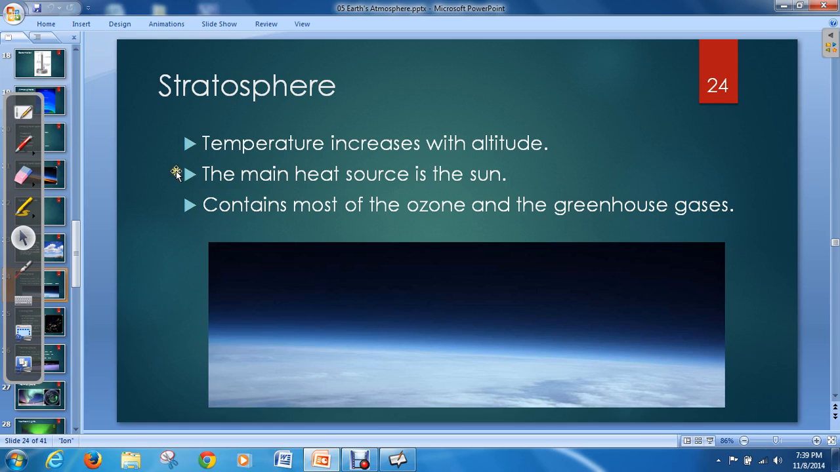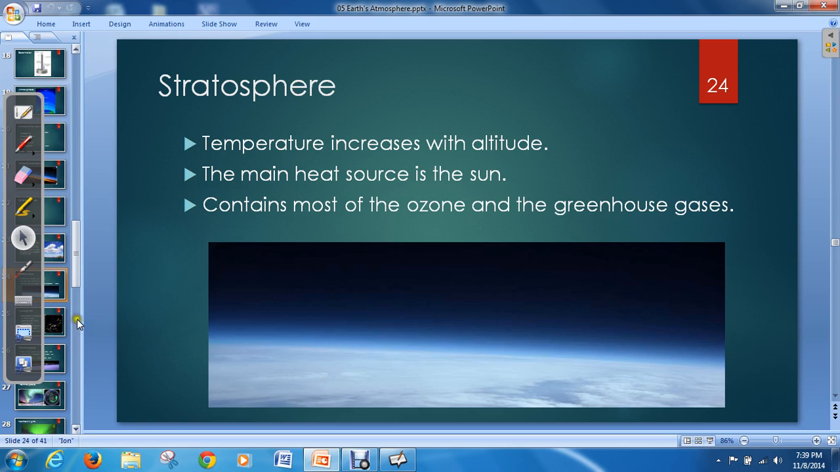Part of that has to do with its main heat source being the sun, but more of it has to do with the ozone and the greenhouse gases, and we'll get into that later on in the chapter. But just realize the stratosphere is a little bit different because of this temperature increasing with altitude. And if you think of the stratosphere, it's above the cloud line. If you've ever flown in an airplane, you're usually flying in the upper troposphere, maybe even the lower stratosphere. So usually above the cloud line is the stratosphere. That's how I like to think of it.